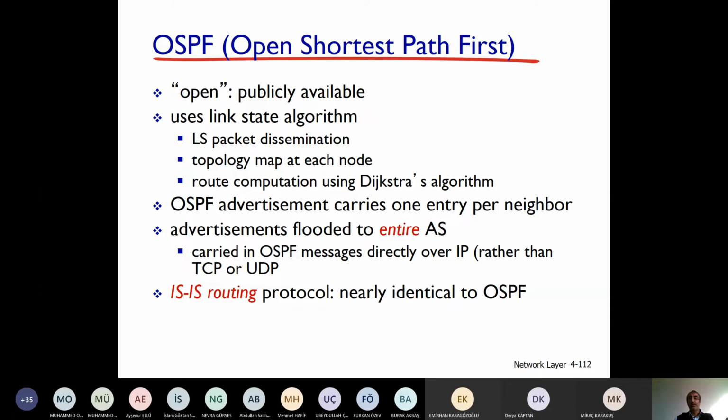So in this case, in the link state algorithm, remember the LS packets are disseminated, and we have the complete network topology in each node. And the routes, the paths, are computed using the Dijkstra algorithm that we just learned in the previous lecture. Another important point is that OSPF advertisements carry one entry per neighbor, and the advertisements are flooded to the entire, the whole AS.